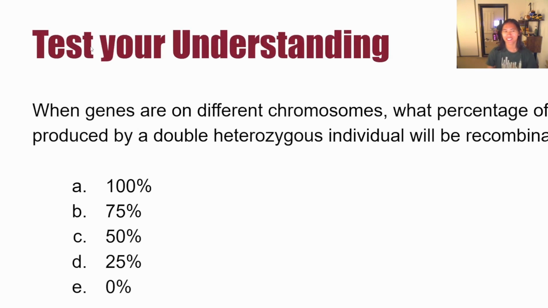Let's go ahead and test your understanding. When genes are on different chromosomes, what percentage of gametes produced by a double heterozygous individual will be recombinant?